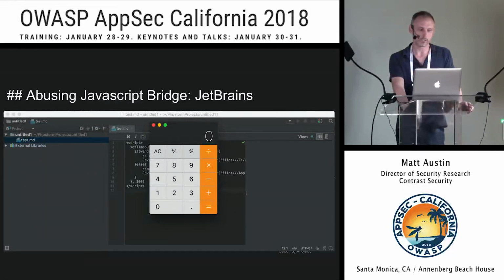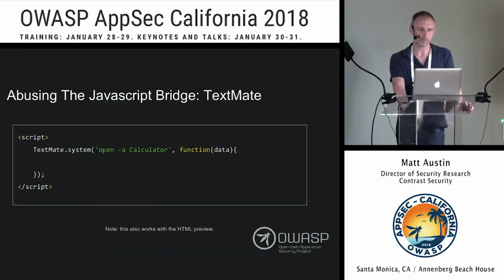One of the integrations that was most shocking to me was TextMate. TextMate just had a system command, and the system command just ran whatever you put into it. It was kind of interesting on this one because this is also available through their HTML preview window. So if you are editing an HTML file and want to see what it looks like, or if you happen to open an HTML file that is malicious and clicked preview, it could just call system calls.